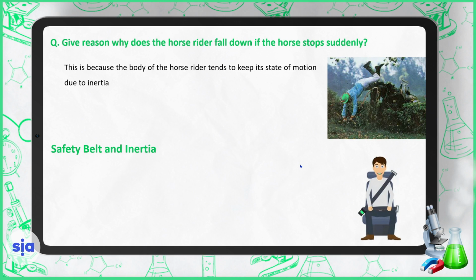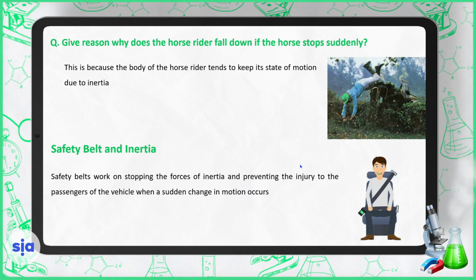If we want to connect inertia with real-life examples, the best is the safety belt of the car. Safety belts work on stopping the forces of inertia and preventing injury to the passengers of the vehicle when a sudden change in motion occurs.